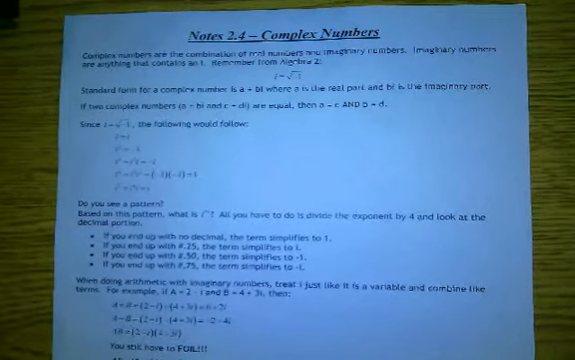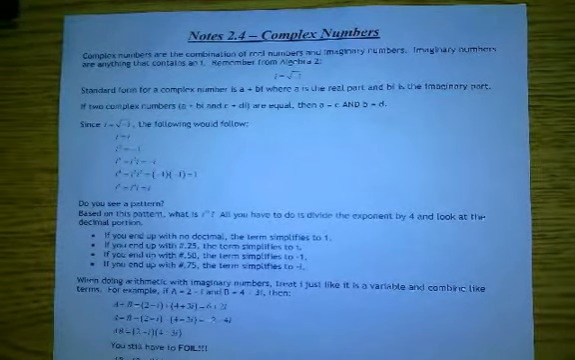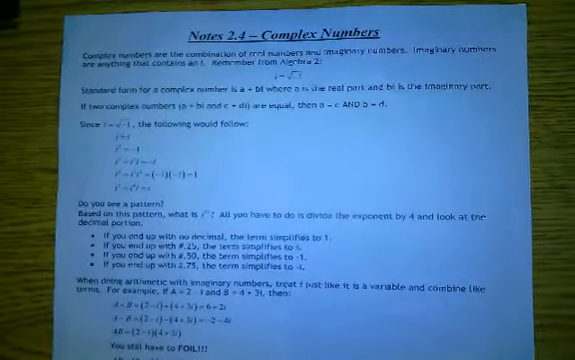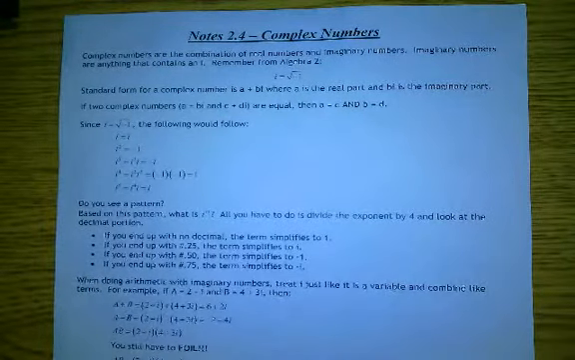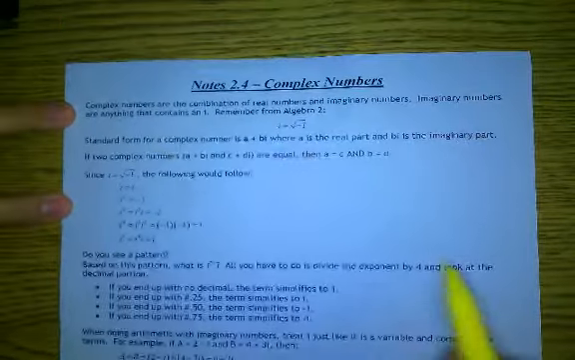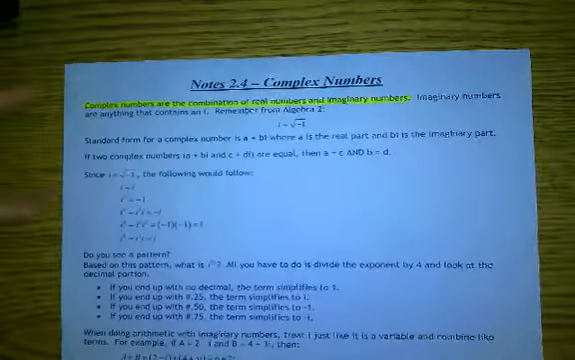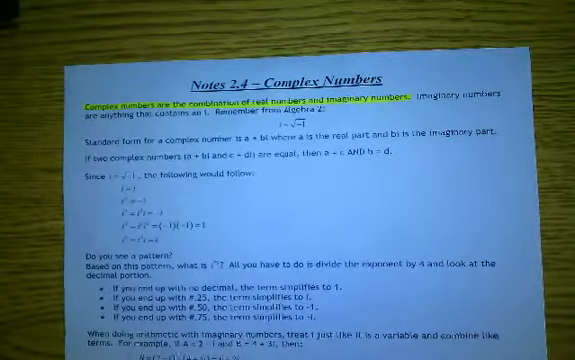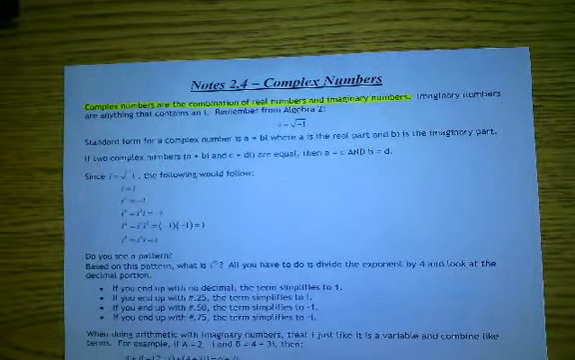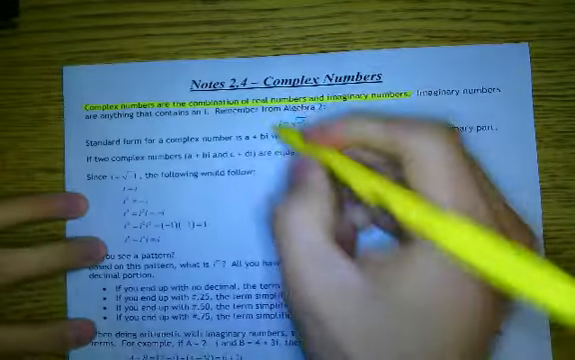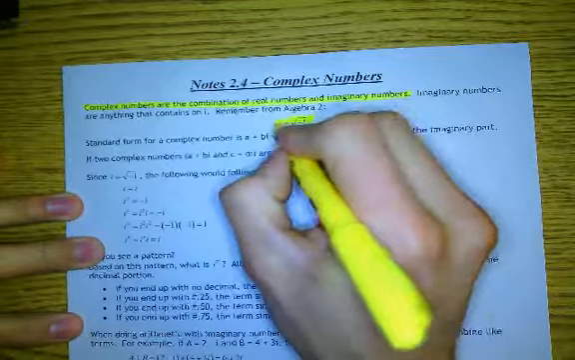Alright, like I said, today's lesson should be more of a refresher rather than you seeing the material for the first time. We're going to talk about complex numbers, okay? First of all, complex numbers are the combination of the real numbers and the imaginary numbers. And imaginary numbers are anything that contains an i. If you remember from Algebra 2, i equals the square root of -1.